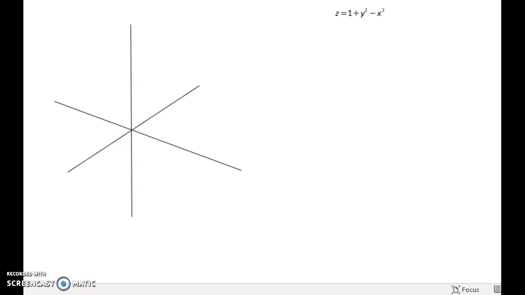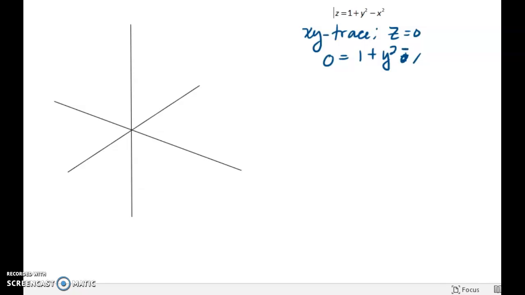Here we have a quadric surface, which is typically kind of difficult to draw, but we'll start with the usual approach, which is to look at traces. I'm going to start with the xy trace. It's defined by z equals 0. I set z equal to 0.